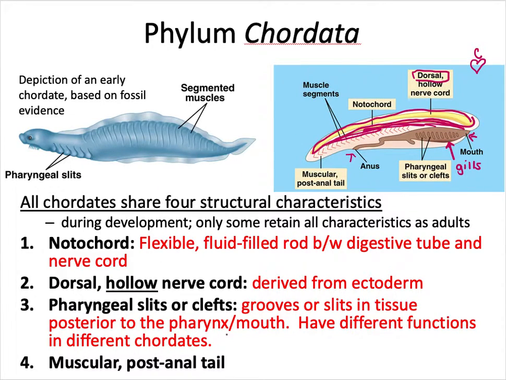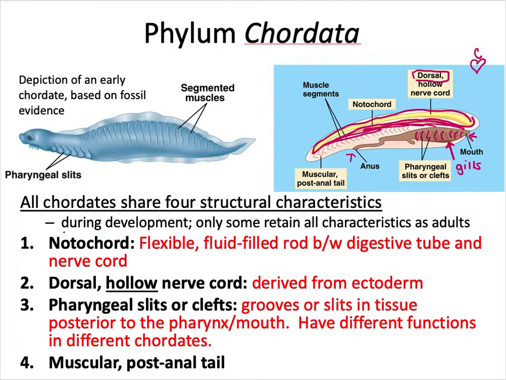Okay, the pharyngeal slits or clefts. This is the 3rd feature, and these are found in all chordates at some point in our development. And in aquatic chordates, these will develop into the gills. In a human, for example, these will disappear eventually, but they are found at some point during our developmental stage.